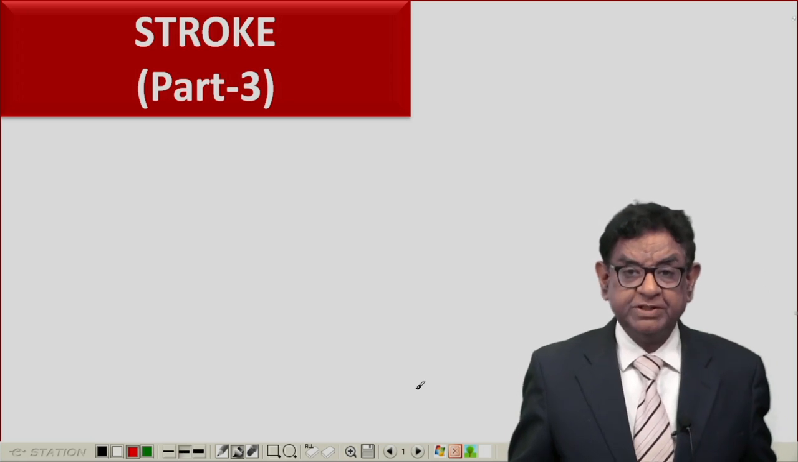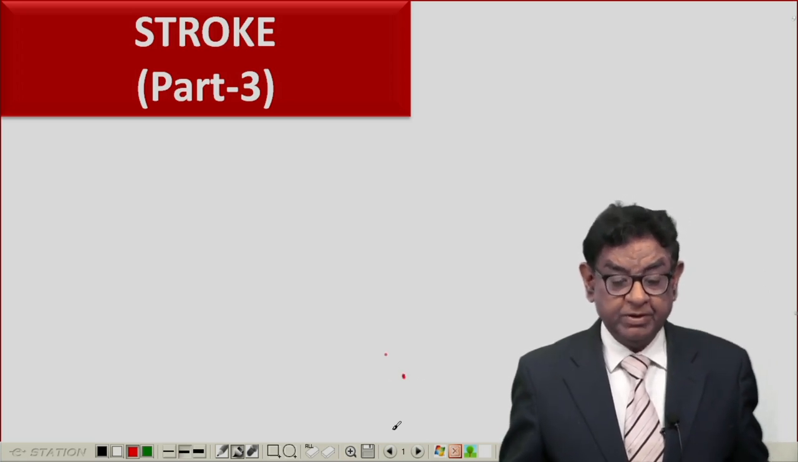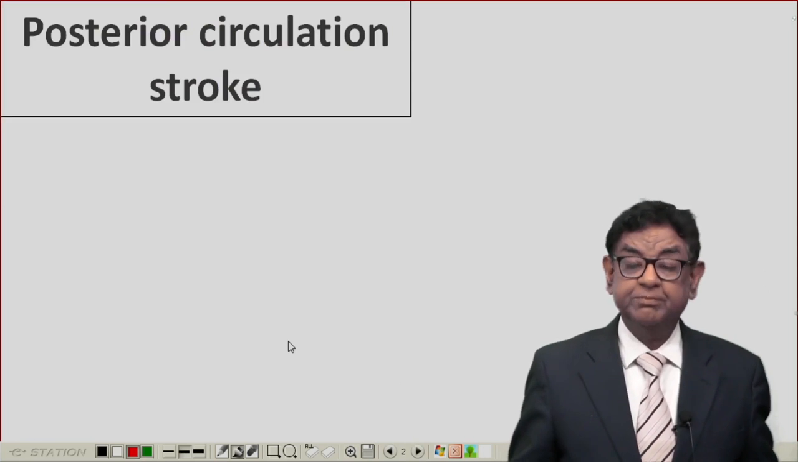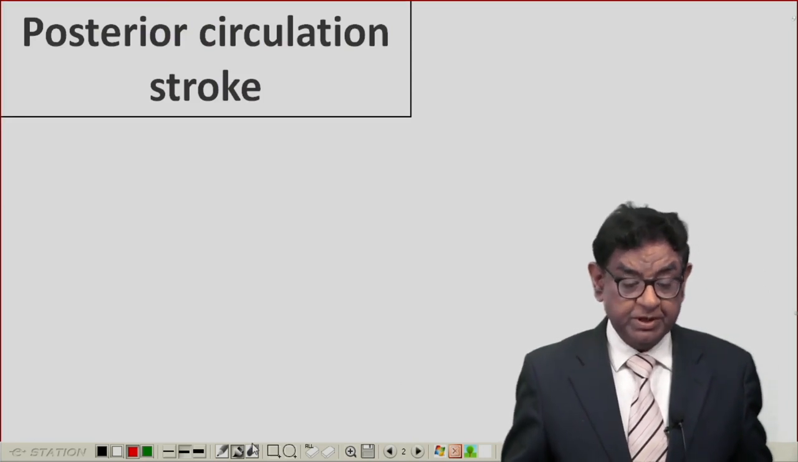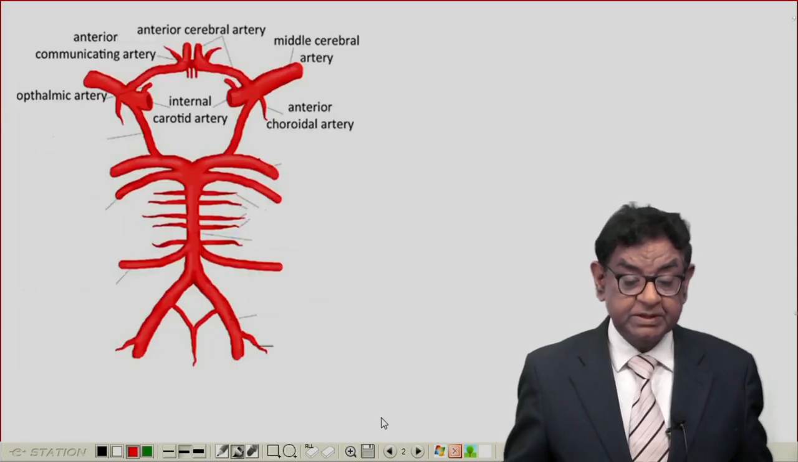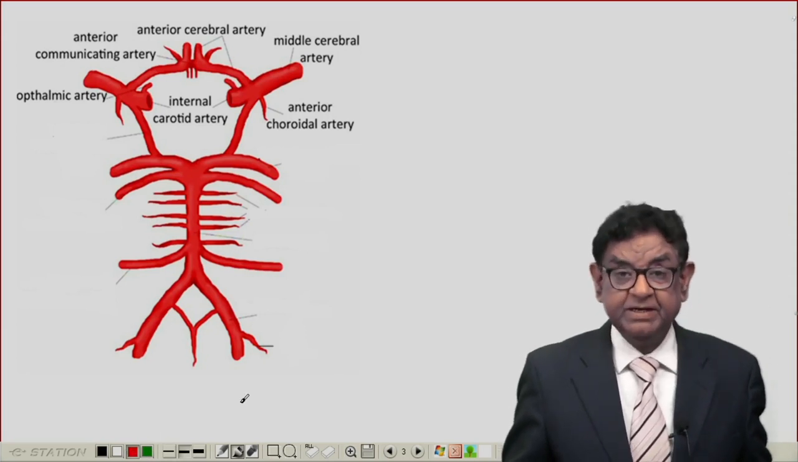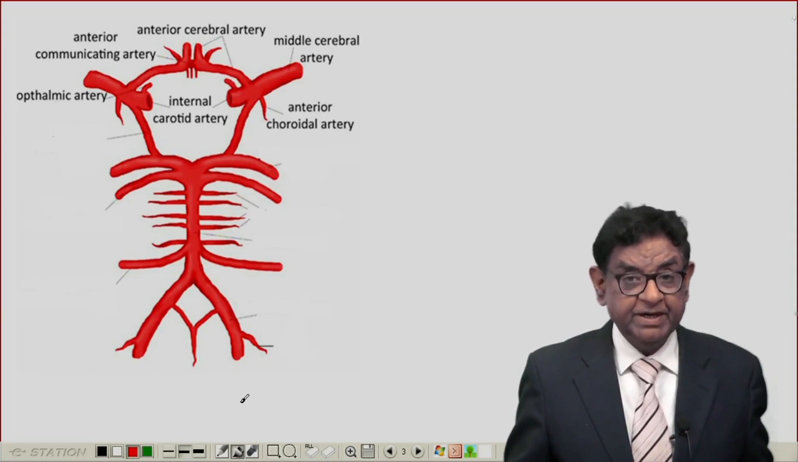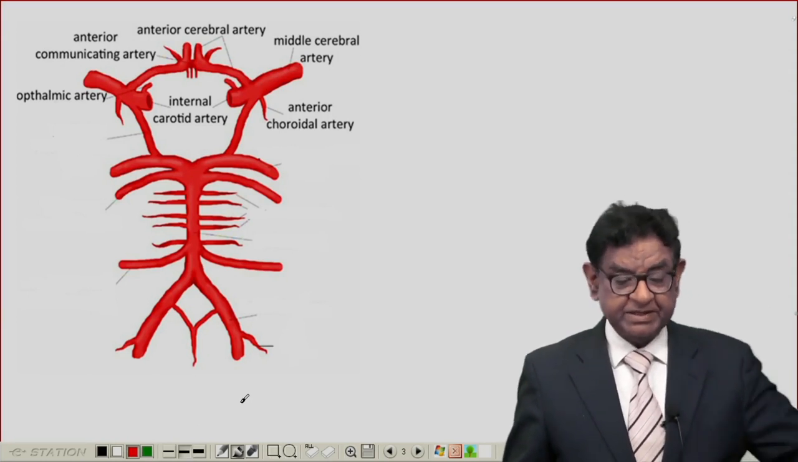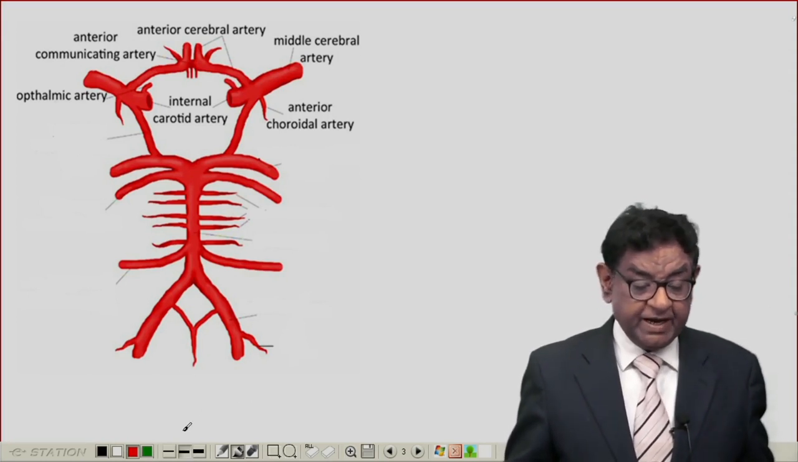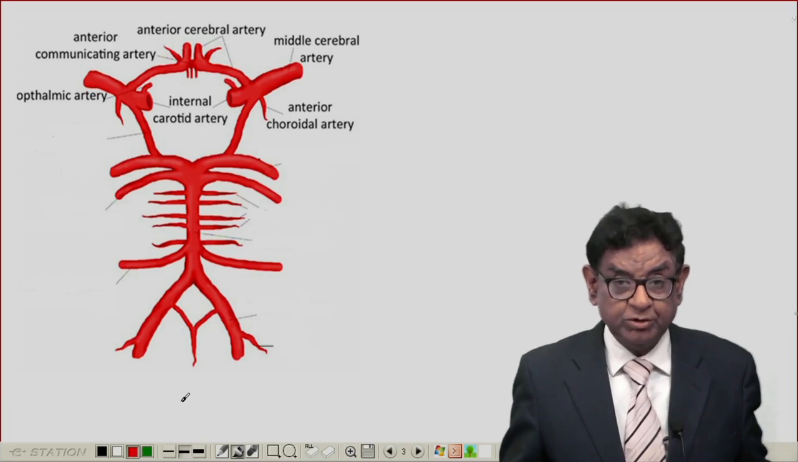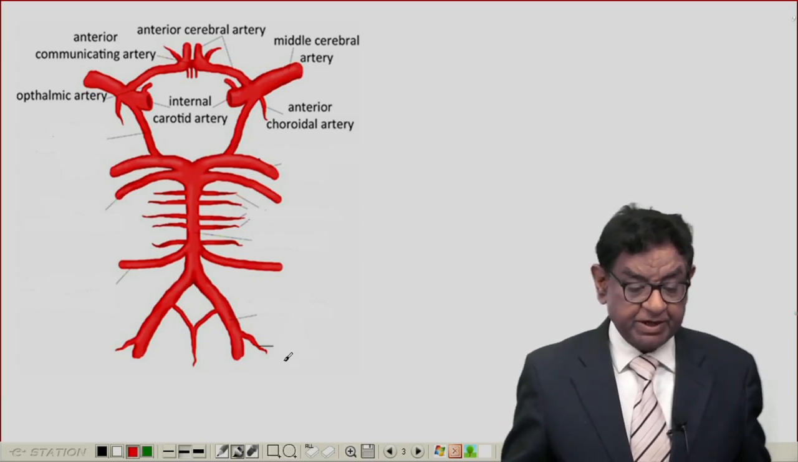We continue our discussion on stroke, and now I'll be talking to you regarding posterior circulation stroke. But before I talk about this, let us revise our neuroanatomy, especially regarding circulation in the brain, without which you will never understand this topic. At the moment I'll talk to you only regarding posterior circulation.